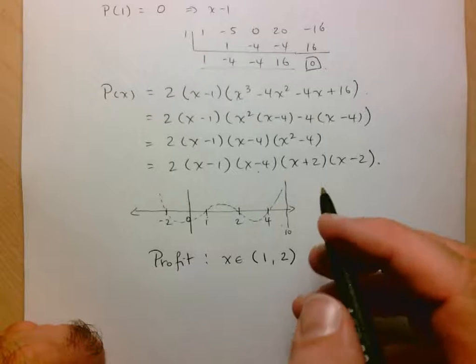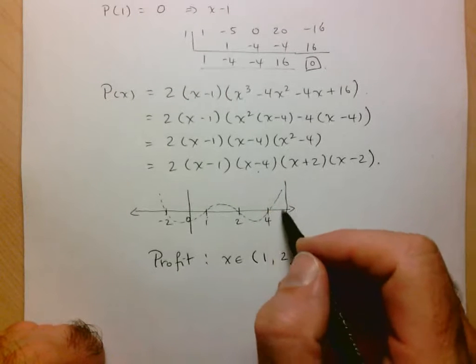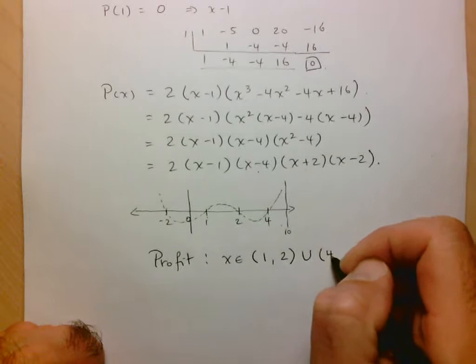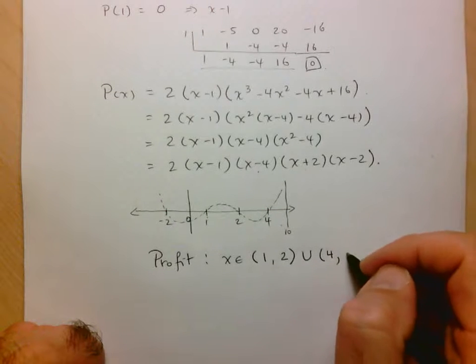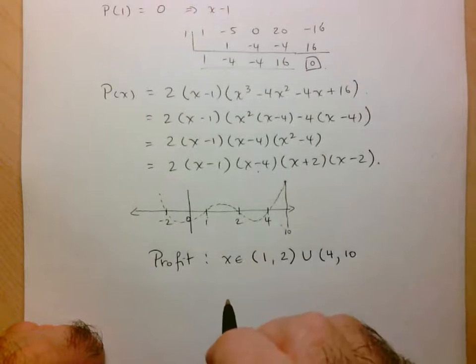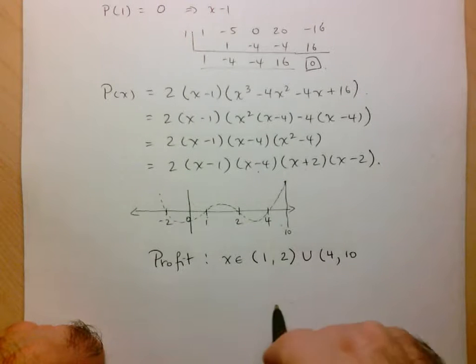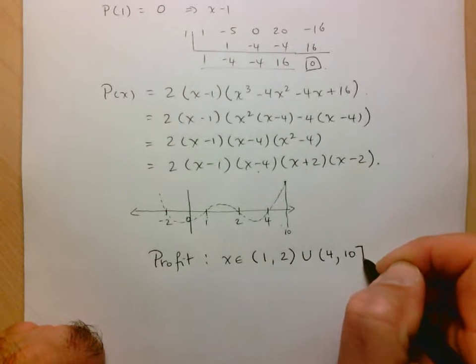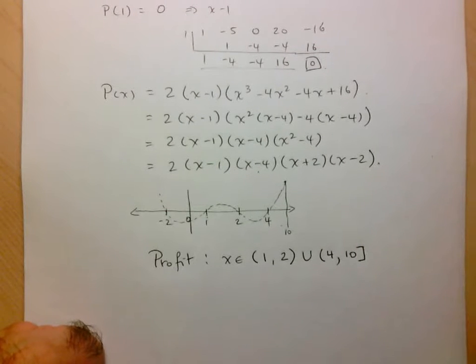Okay, and it looks like they're also making money after year 4. So again, we won't include 4. But at year 10, well, this is still positive. So the profit is positive. They are making money. So here I would include 10.